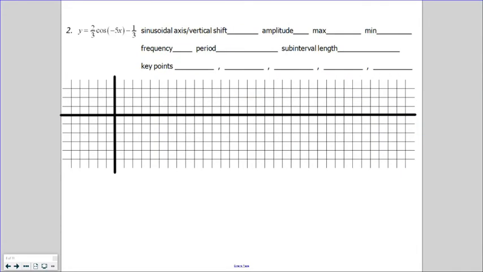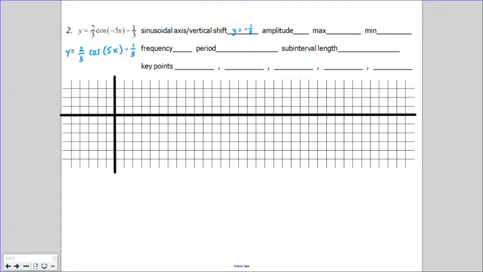Okay, so this function, we've got 2/3 cosine of -5x minus 1/3. That's a lot. I'm going to first apply even and odd function properties in order to deal with the negative on the inside. So cosine is even, which means that we can rewrite this as just the cosine of 5x. Because cosine is symmetrical with respect to the y-axis, a reflection over the y-axis doesn't matter, so we can get rid of the negative there. So the sinusoidal axis, or that vertical shift, is what goes first. In this case, we're going down 1/3 units. So the line y is equal to -1/3 is going to be our new sinusoidal axis.